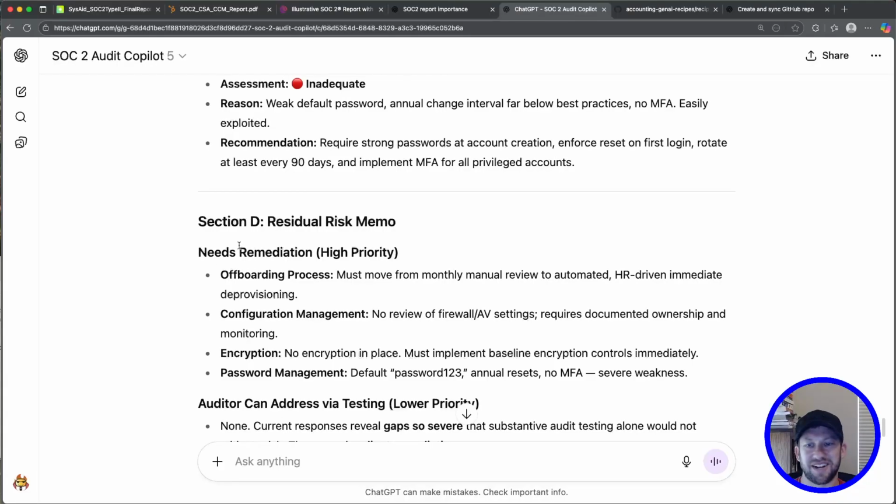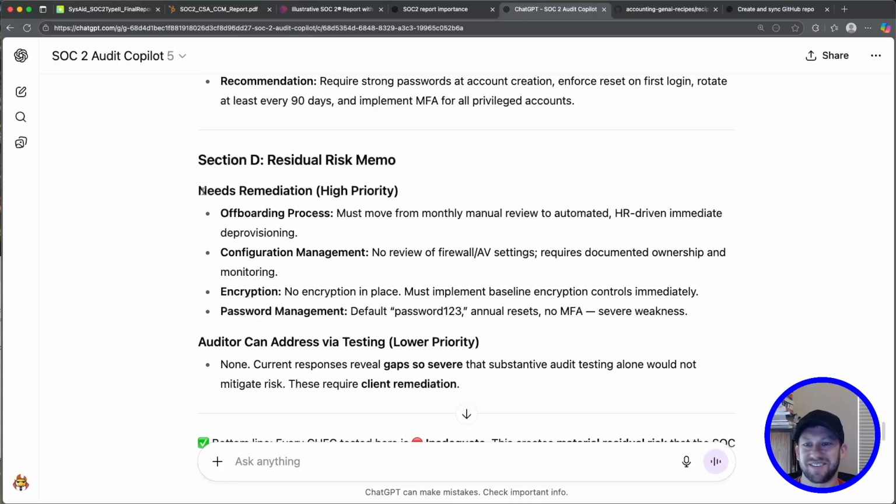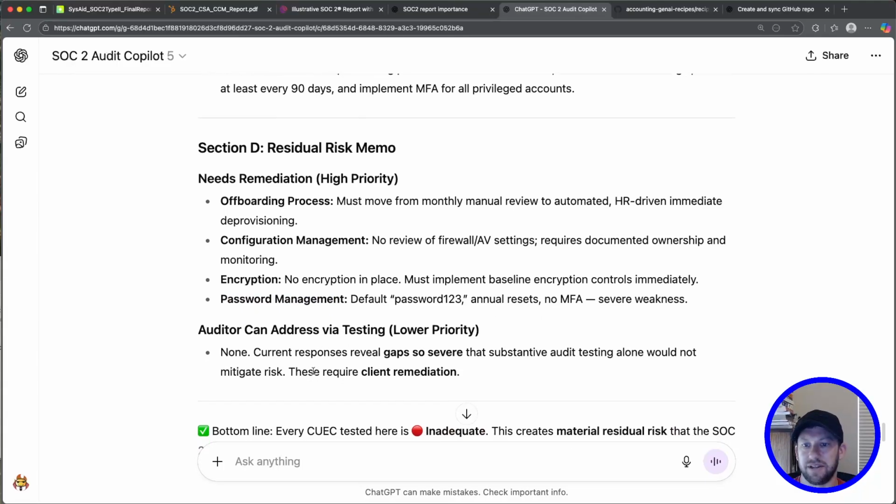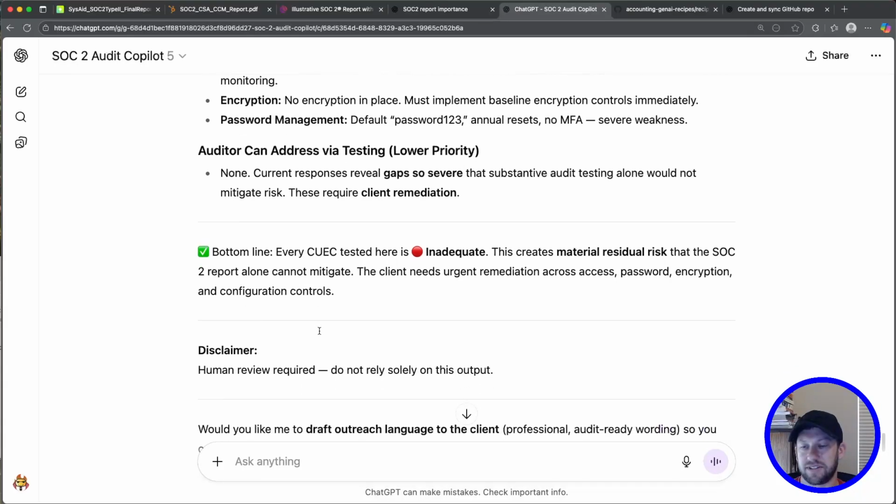So, this is great, a residual risk memo. Needs remediation, high priority: the offboarding, config management, encryption, and password management. Auditor can address via testing, lower priority: none. Current responses reveal gaps so severe that substantive audit testing alone would not mitigate the risk. These require client remediation. That's really good.